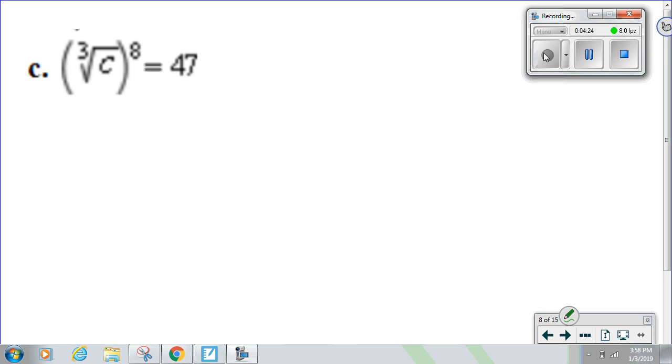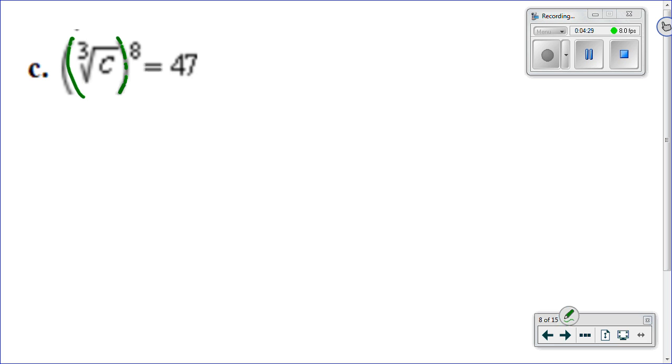Our last one, this one's written a little bit differently because you see we have these parentheses. But those parentheses really don't change the way we're going to do this problem. Remember from your last video, that means the same thing as what we did a moment ago. Parentheses or not, you're going to get the same thing. So we know that the cubed root of c, and then all raised to the 8th power, is the same thing as c raised to the 8/3 power. All right, that equals 47.